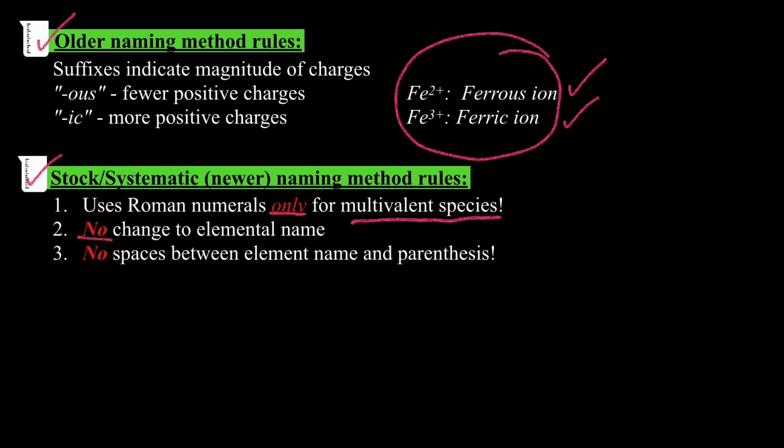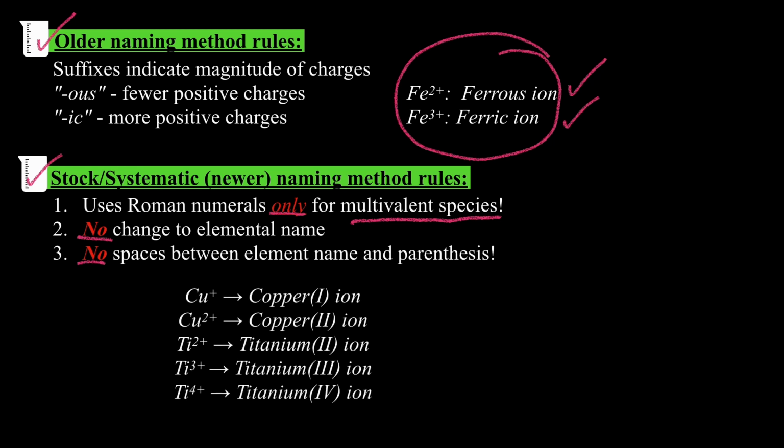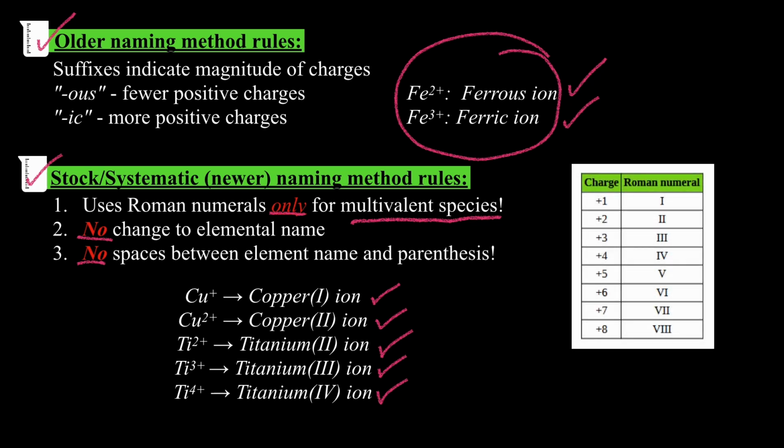When you name these, we're not changing the elemental name. The element name is the element name. And we're not going to put spaces between the element name and the parentheses that have the Roman numeral in it. So here are some examples. Cu+ would be copper(I) ion, no space between the copper and the (I). Copper(II) ion. Ti2+, titanium(II) ion. Ti3+, titanium(III) ion. Titanium(IV) ion. I did put a picture over there of the charge and the Roman numeral. Mostly we use Roman numerals I through IV. Rarely do we see V, VI, VII, VIII, but I include them anyway.